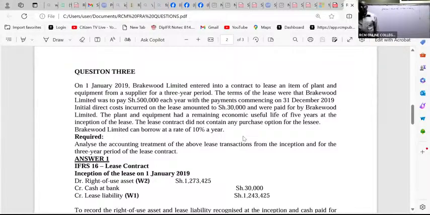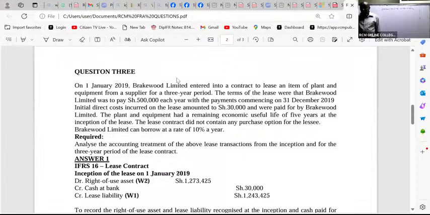So this borrowing rate is the rate of interest, it is the cost of capital. Required: analyze the accounting treatment of all the above lease transactions from the inception and for the 3-year period of the lease contract.